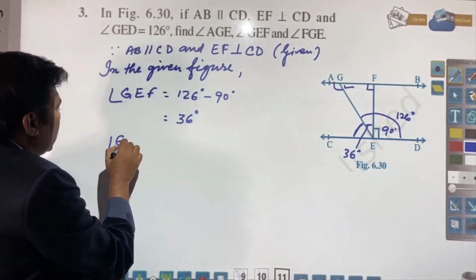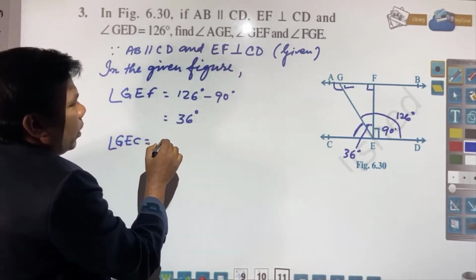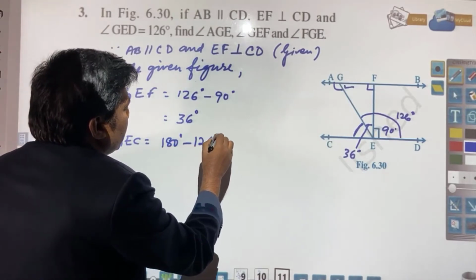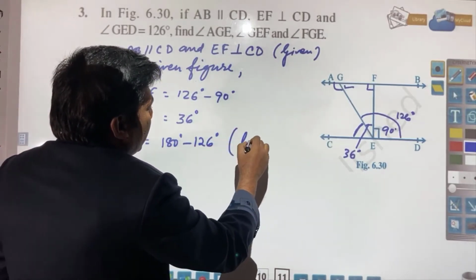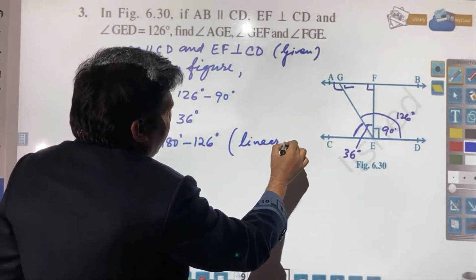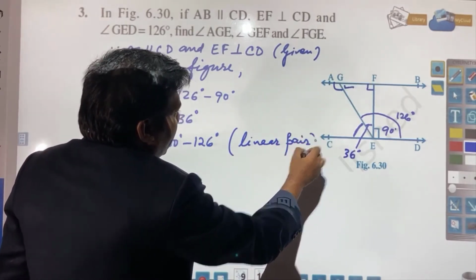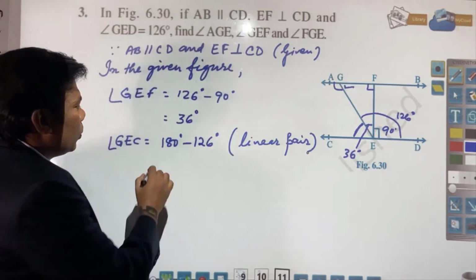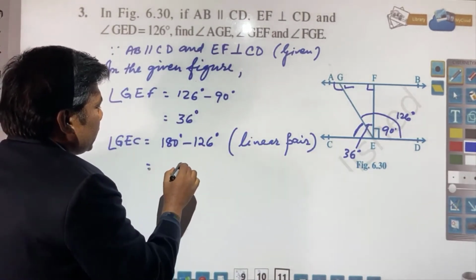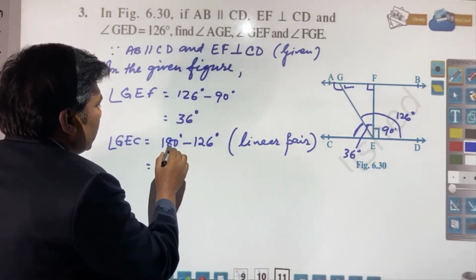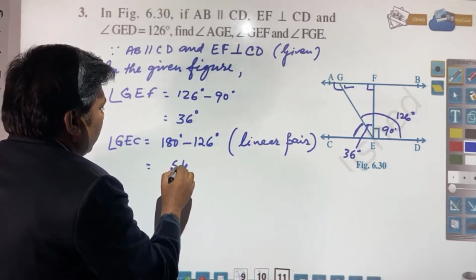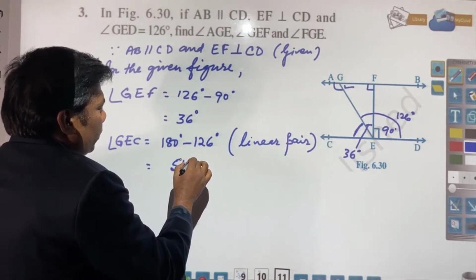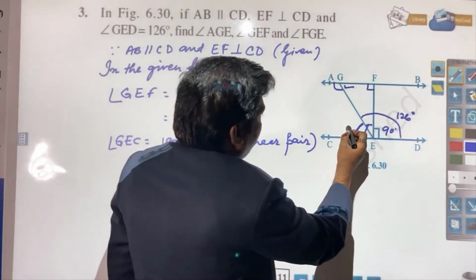Angle GEC will be 180 degree minus 126 degree, and that is a linear pair, because this angle and this angle will make a linear pair. So this will be 180 minus 126, which is 54 degree. So this is 54 degree.